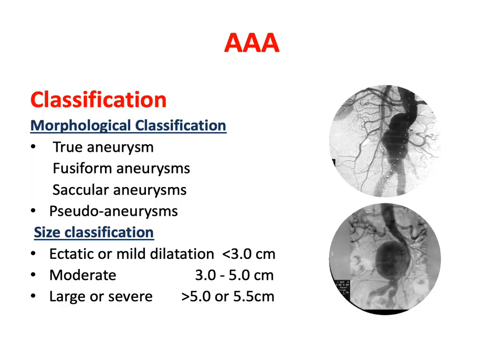Now, classification of AAA. You have two types of classifications: morphological classification and size classification. Morphological classification: we have true aneurysm involving the whole wall, either fusiform or saccular, and pseudo-aneurysm, involving part of the wall of the aorta. Size classification: ectatic or mild dilatation, less than 3 cm; moderate, 3 to 5 cm; large or severe, more than 5 cm or more than 5.5 cm.